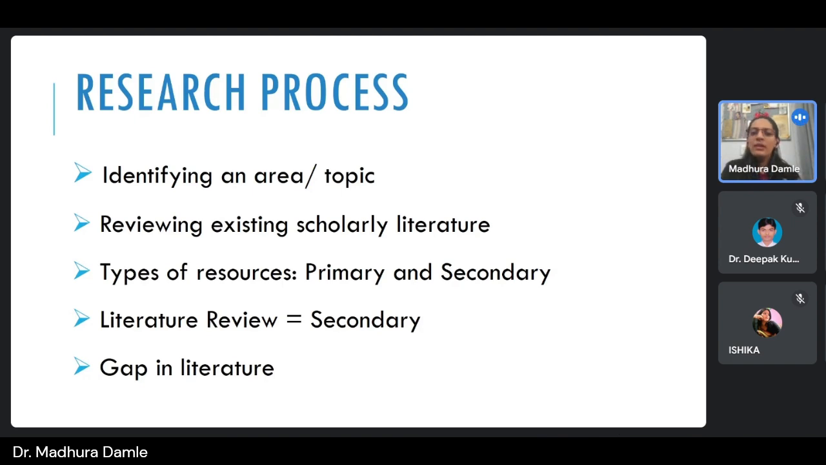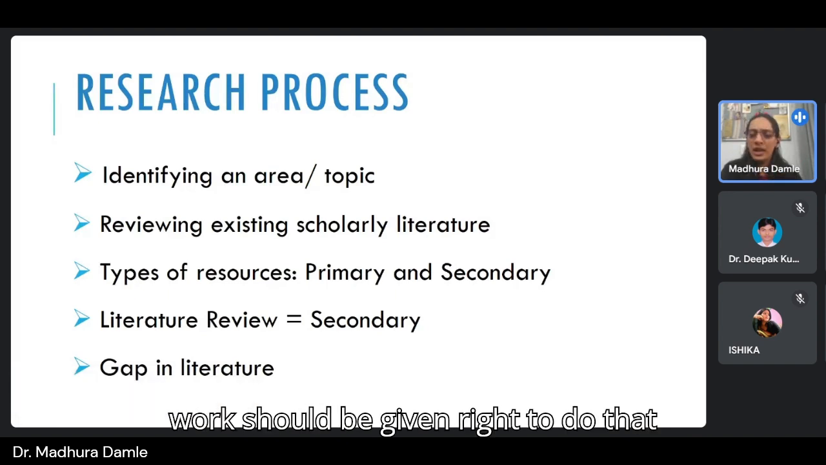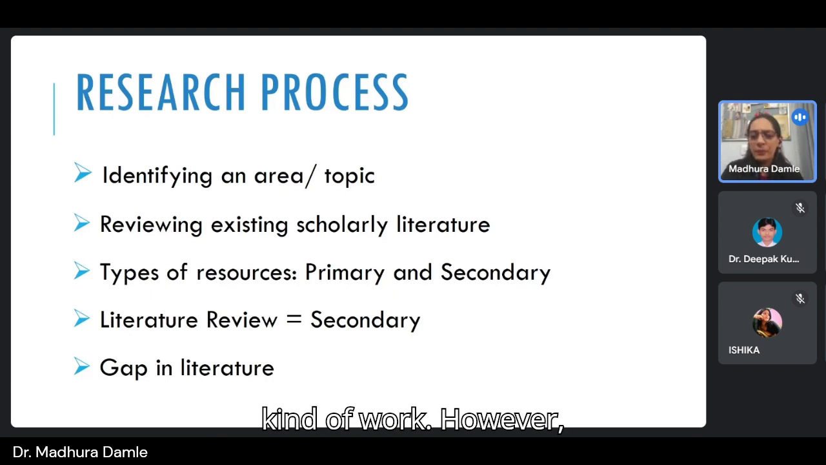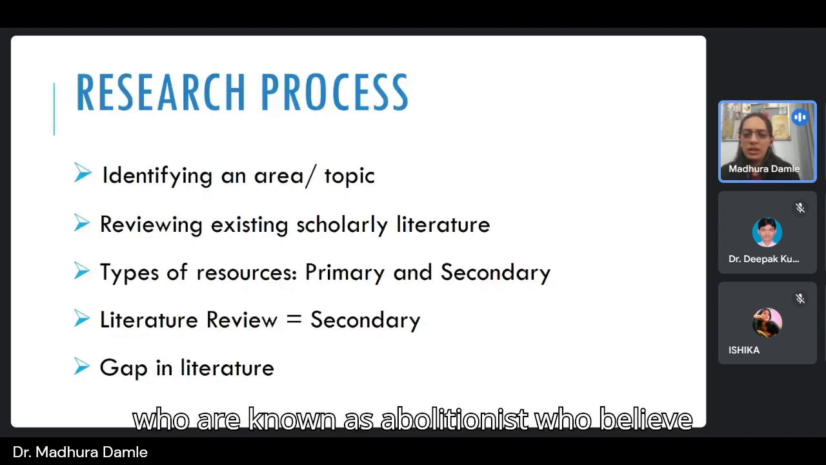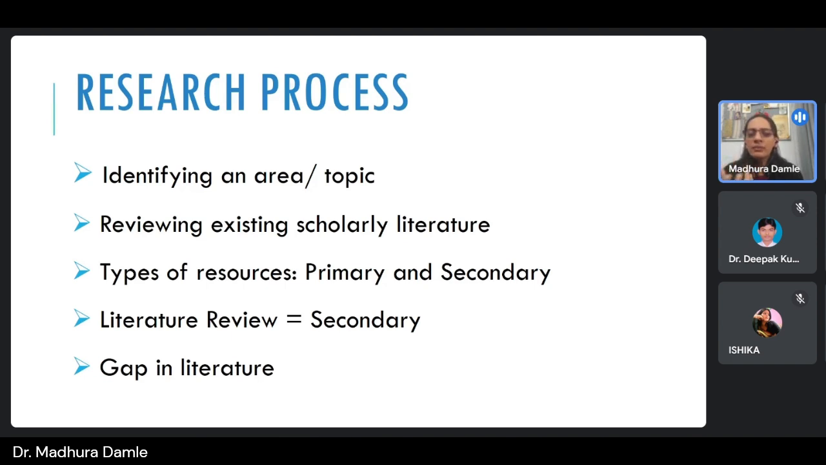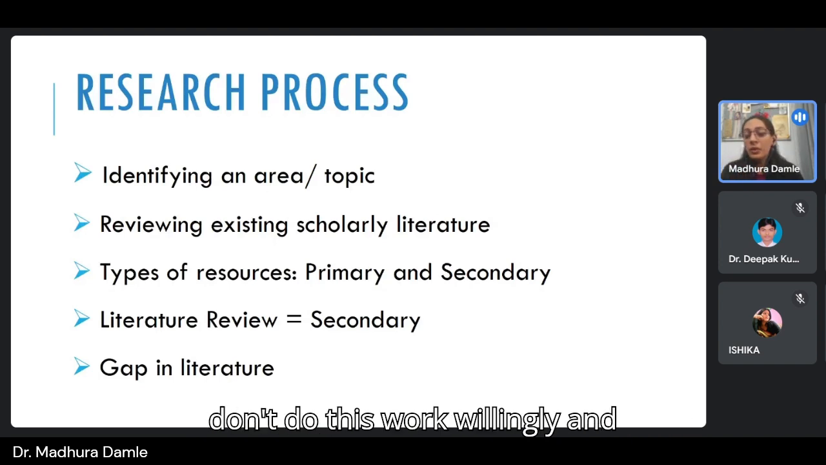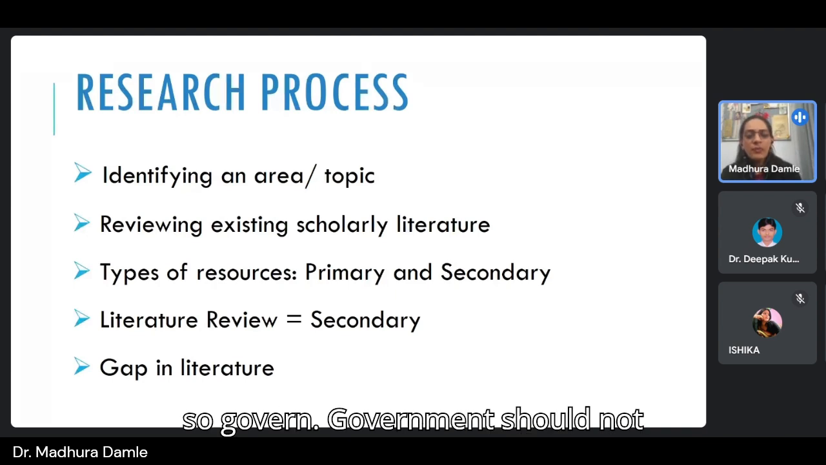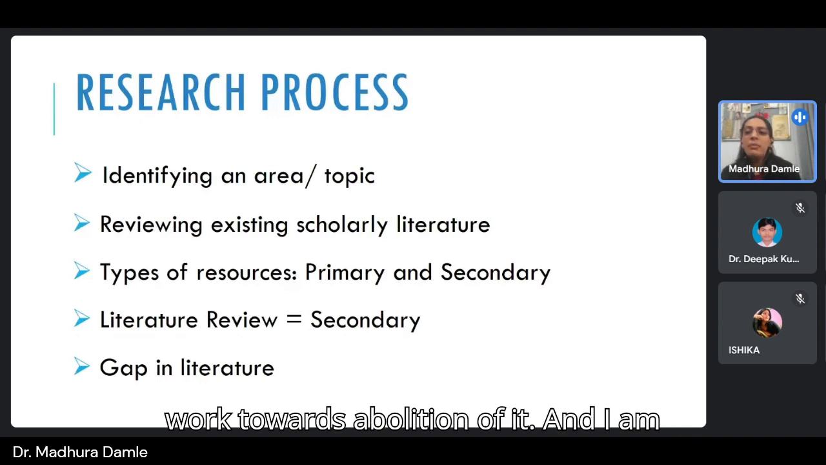So there are some feminists who say that it is a kind of work, and so people who are in sex work should be given the right to do that work. It is a kind of labor. However, there are some other feminist scholars, known as abolitionists, who believe that the people who are in sex work are victims. They are there because they are cheated, they are deceived, they don't do this work willingly. And so the government should not recognize sex work as work, but should work towards abolition of it.